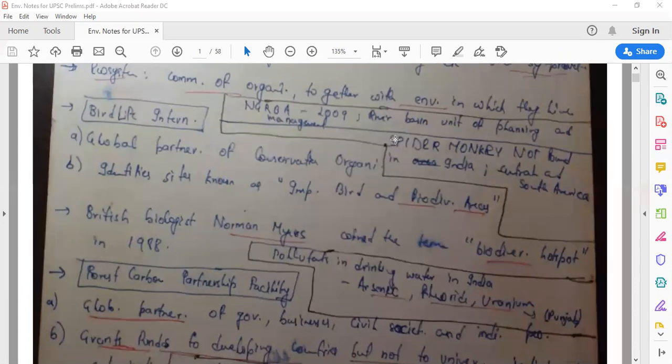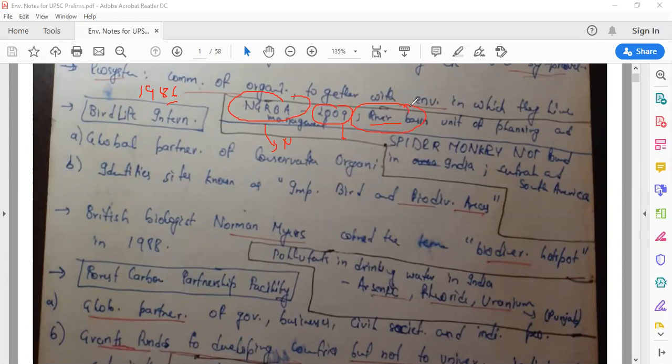Now again, NGRBA, the question has been framed on this. So what is NGRBA? National Ganga River Basin Authority. It's very important for Mains also. It came into existence in 2009, but the Ganga Action Plan has been going on from 1986. And what is the unit of planning and management? They have even asked what the unit for planning and management in NGRBA was. That is, the river basin is the unit of planning and management. It's not a Gram Panchayat or a town or something like that. River basin is the unit of planning and management in NGRBA.